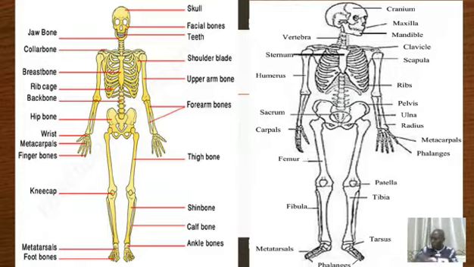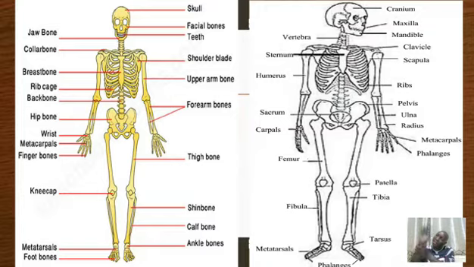Then when you come to the forelimbs, there is one bone here which we call the humerus. From the humerus there are two bones here, one called the radius, another called the ulna. This is the forearm. This is the upper arm, therefore the humerus is called the upper arm bone. Then we have the radius and the ulna in the forearm.